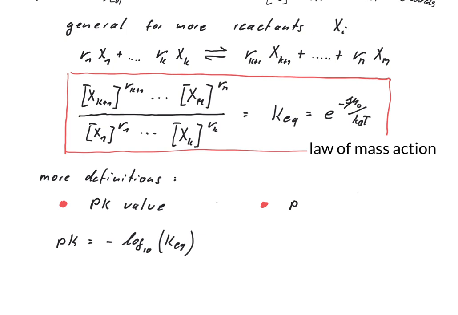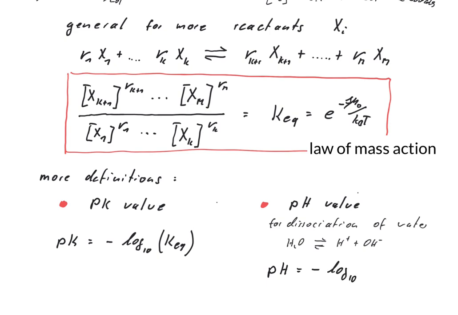And there are even more special ones. For example, for the reaction of water into hydrogen and oxygen. This is characterized by the pH value, as defined by pH is equal to minus log 10 of the concentration of the final hydrogen ion, H+.